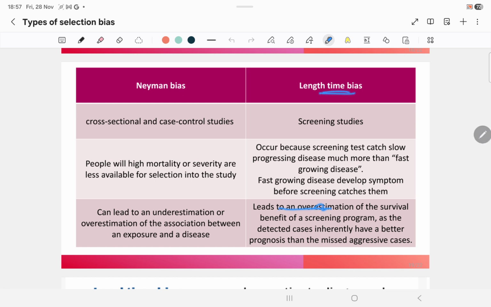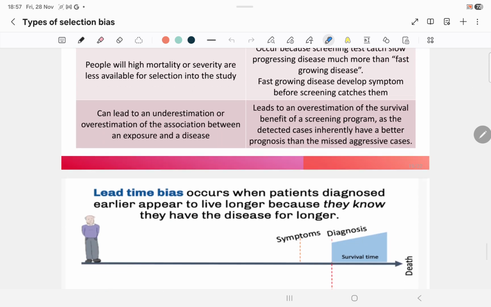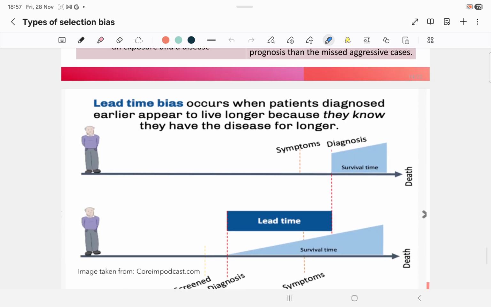Length time bias leads to the overestimation of survival benefit of a screening program. When it is not effective, you may think that it is effective, as the detected cases inherently have a better prognosis than the missed aggressive cases. Pretty clear, we have discussed this. Lead time bias. Now remember, length time bias depends on whether the disease is fast growing or slow growing. Lead time bias does not depend on that. Lead time bias is very simple. It occurs when patients diagnosed earlier appear to live longer because they know they have the disease for longer.